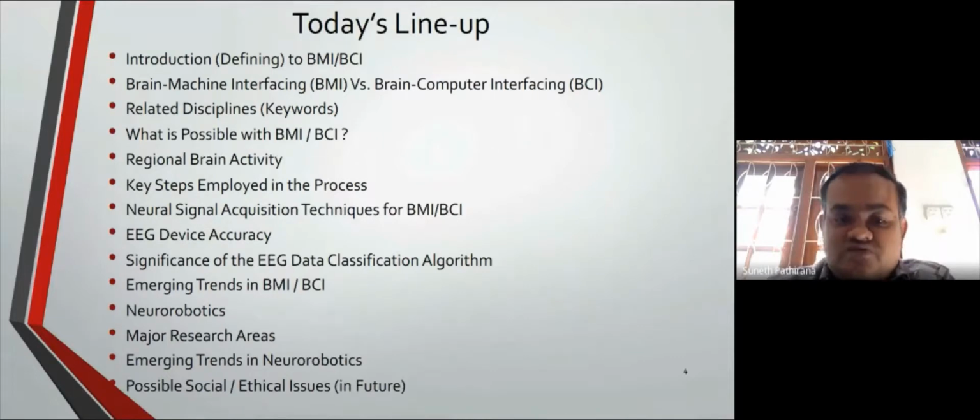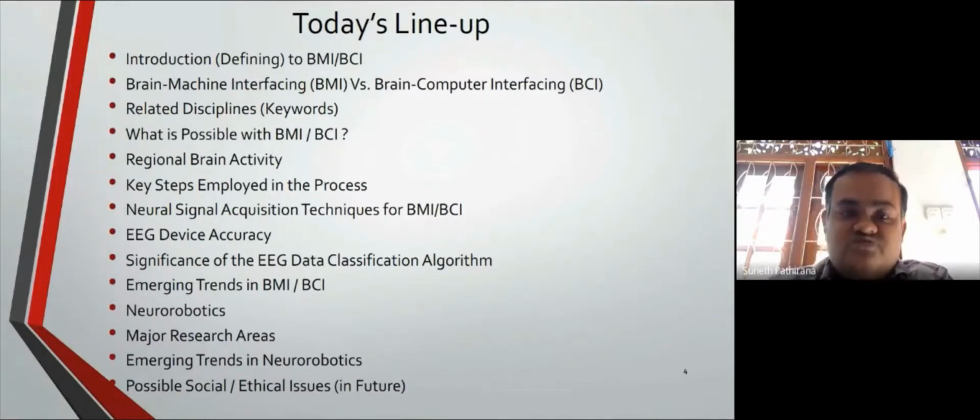Then our main topic, emerging trends in brain-machine interfacing or brain-computer interfacing. The second phase of the presentation is reserved for neurorobotics, an emerging trend in robotics, a combination of neuroscience and robotics, a new emerging field in biomedical engineering as well as in robotics. We will look at the major research areas, again a list of keywords under this topic, neurorobotics, and identify the emerging trends in neurorobotics.